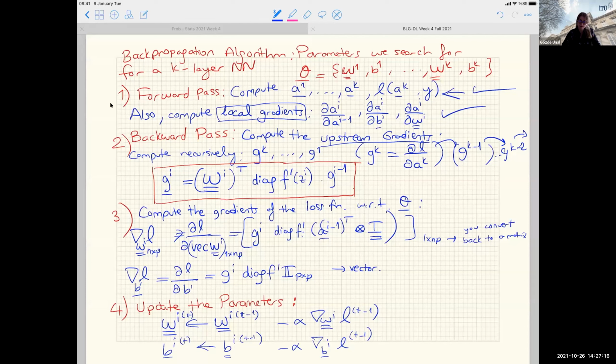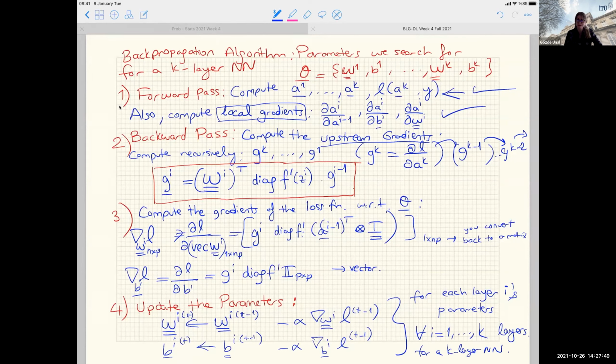So this is done for each layer i, okay? So all of layer i's parameters, so that's for i from 1 to K layers, for a K layer neural network. Okay? So this completes the backpropagation algorithm, actually written really in detail.